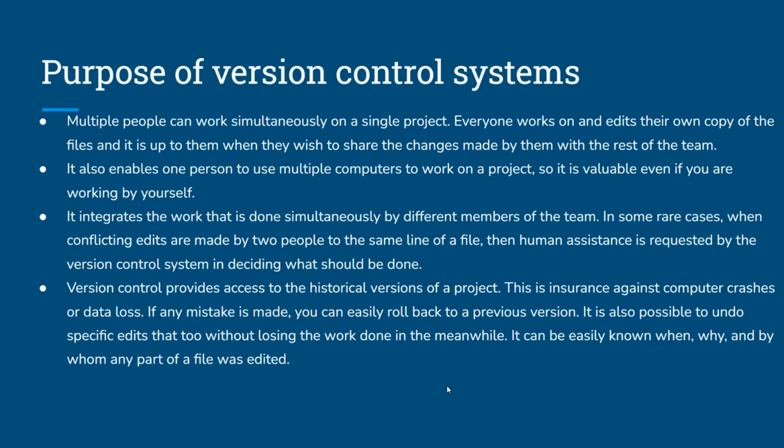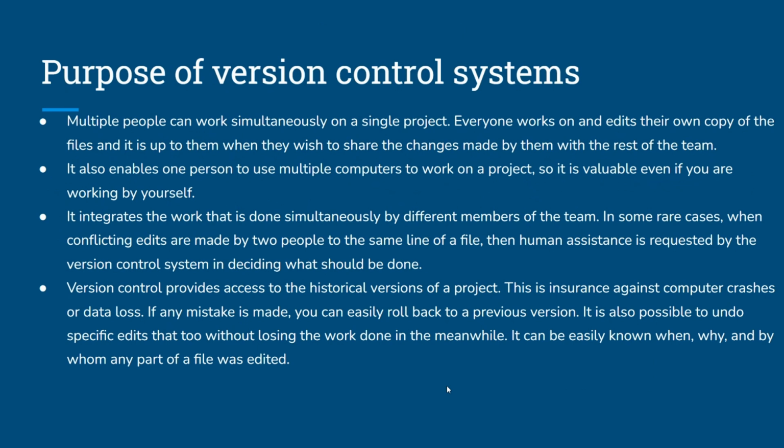I mentioned this earlier. Version control provides access to historical versions of a project. This is insurance against computer crashes or data loss. If any mistake is made, you can easily roll back to a previous version. It is also possible to undo specific edits without losing the work done in the meanwhile.